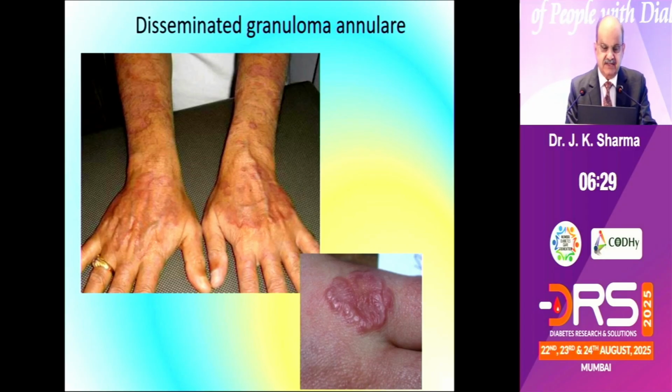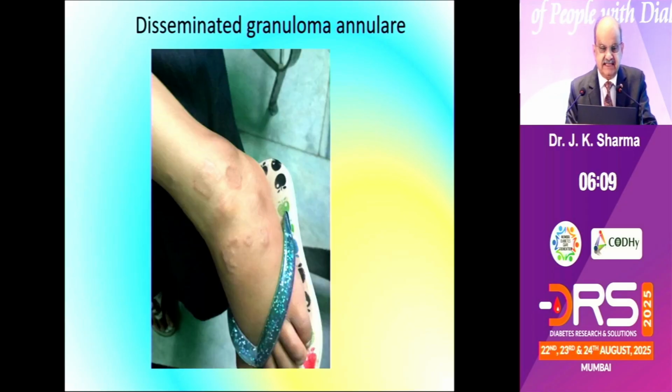So once you have seen these patients, you will never forget in your lifetime. Once you have seen one patient, you will always remember, but you have to at least once do a good clinical examination, a physical examination of your patient, especially when the blood sugars are not under control, or the patient is coming to you for the first time. This is again another picture of disseminated granuloma annulare.